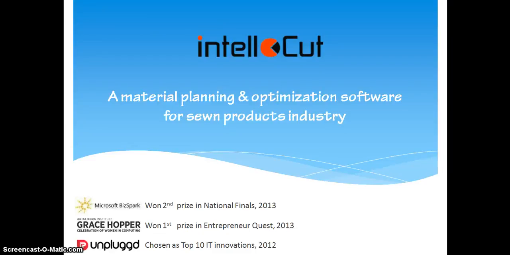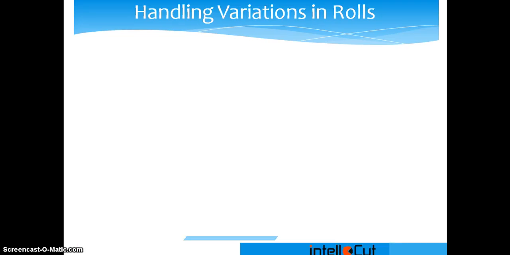Hello and welcome to Planning and Optimization Software for Sewn Products Industry. Today we'll see how IntelliCut handles orders in which the ordered fabric is received with variations in width, shrinkage and shade. So let's go to the software.